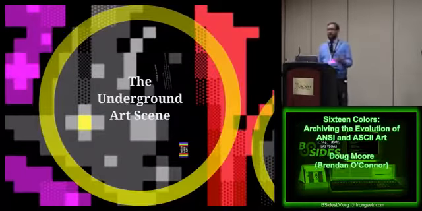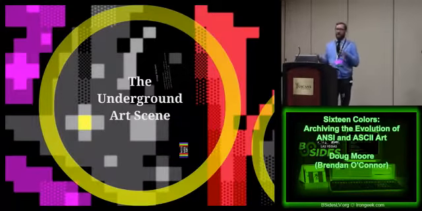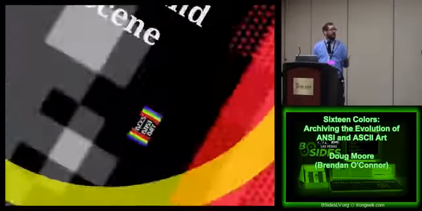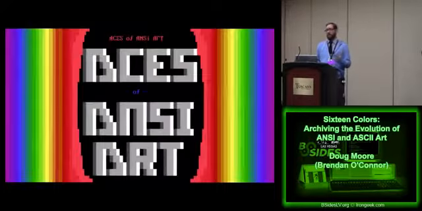So out of these bulletin board systems and out of ANSI art, this scene starts to develop. It's not surprising to all of you that are developers with computers that people start fractioning off into little groups. And that's what we know as the underground art scene. The first group that came about was Aces of ANSI Art, otherwise known as AAA.